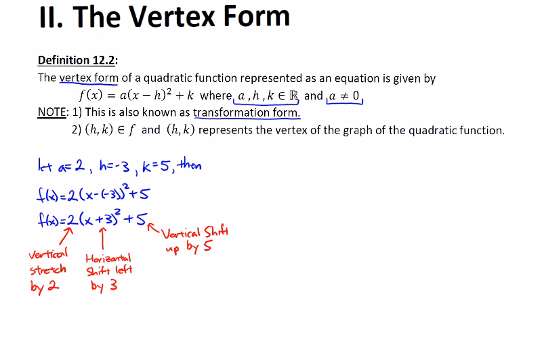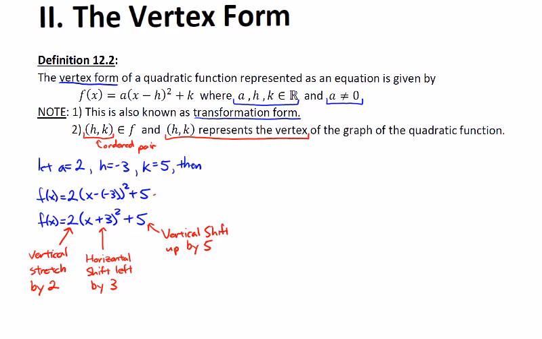The other interesting thing about the vertex form is the reason why it's called the vertex form. It's called the vertex form because the ordered pair h comma k is going to be an element of your function. So let me make a note here that this is supposed to be an ordered pair. It is not meant to be an interval. It is an ordered pair. And this ordered pair represents the vertex of the graph of your quadratic function.